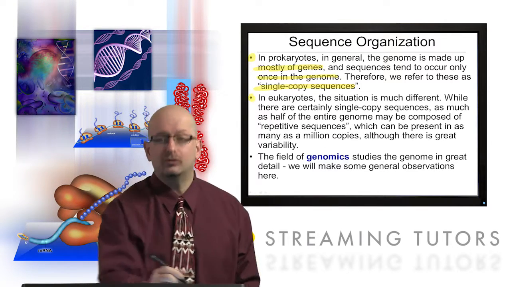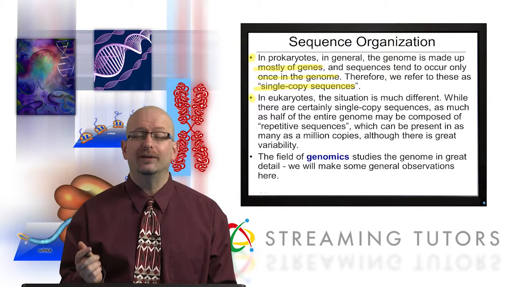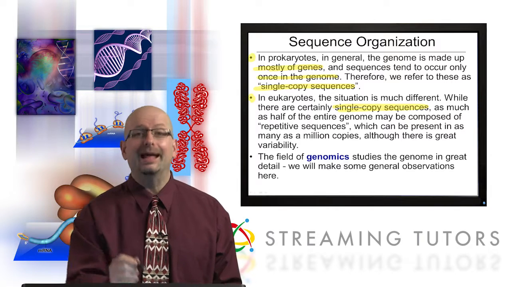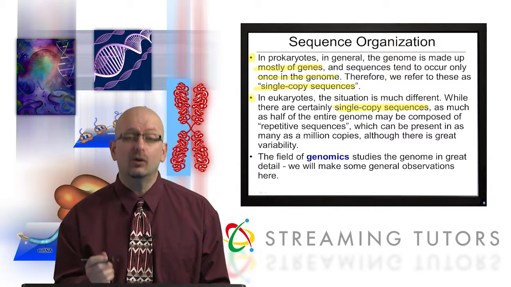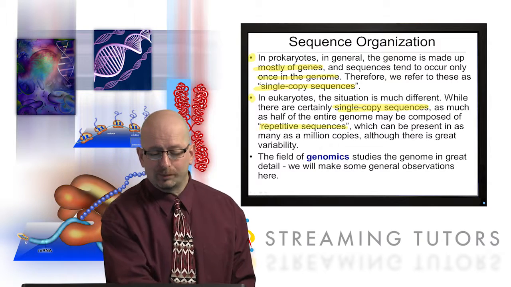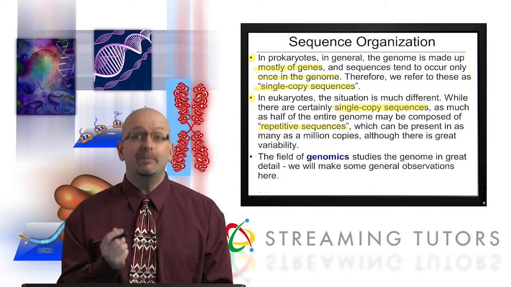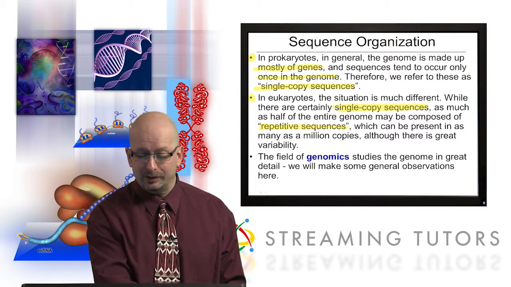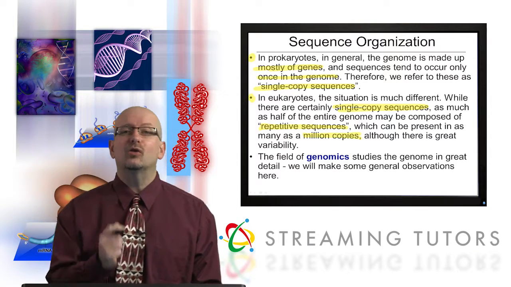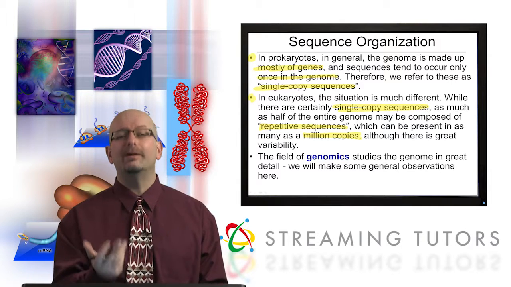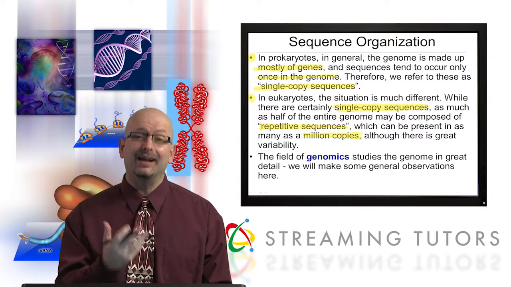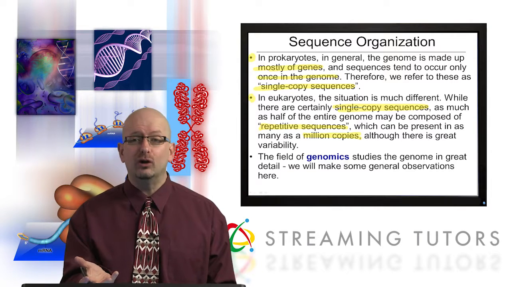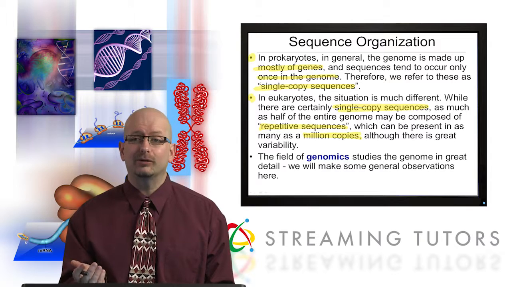In eukaryotes, we have a whole different situation going on. So there are definitely single copy sequences, but as much as half of the entire genome is composed of repetitive sequences, which can be present in a seemingly ridiculously large amount of copies, as many as 1 million copies. I'm going to try not to say this over and over again, but there's great variability depending on the eukaryotic organism in terms of exactly how much of the genome is made up of this, how many copies are present, et cetera.